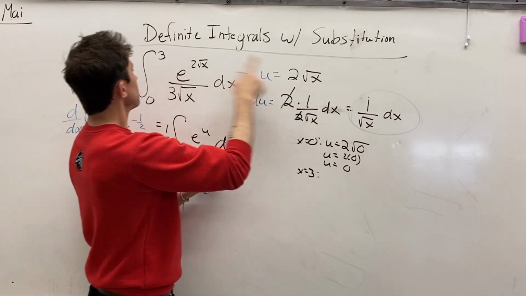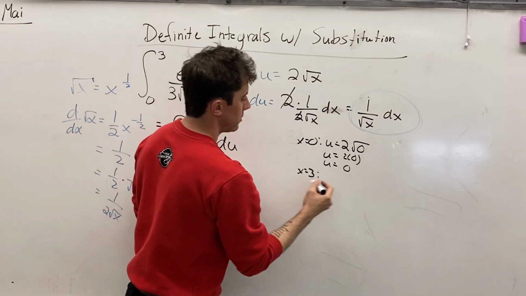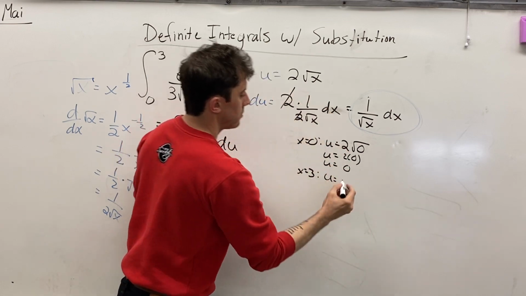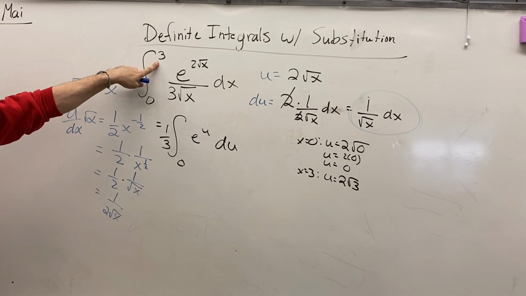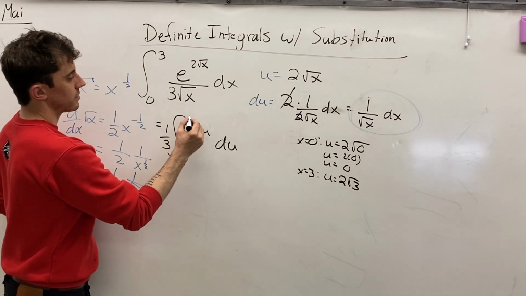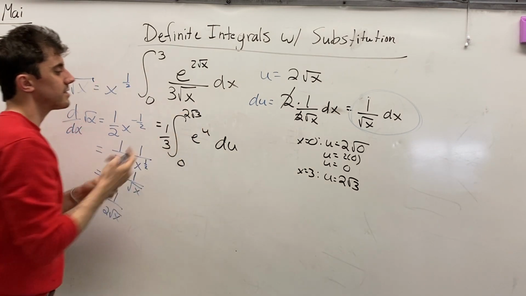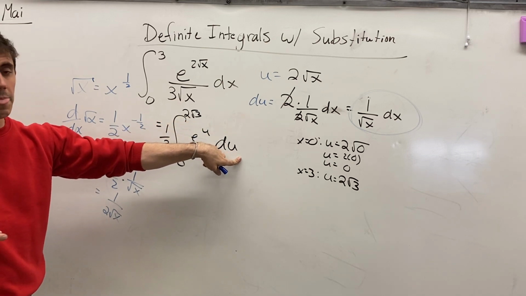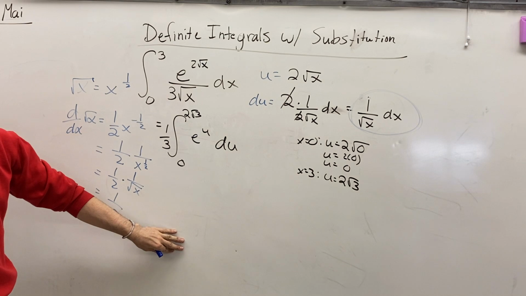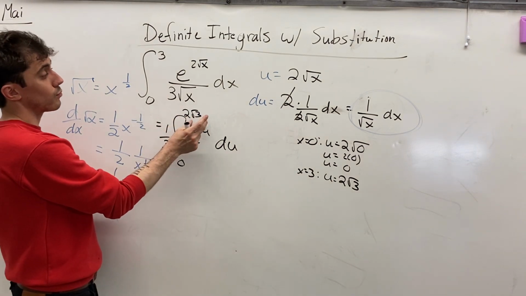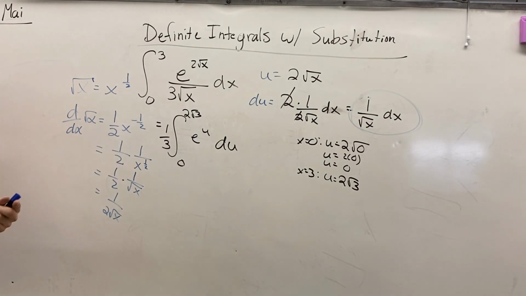And so if x is 3, then u is equal to 2 root 3. And so our upper limit goes from 3 to root 3, only because we're now differentiating with respect to u rather than with respect to x. This is not going to turn out to be important in the final analysis, but for now, if we want to be proper, this is the right way to do it, okay?